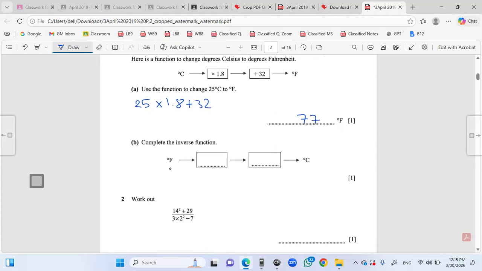All right. If they want it from Fahrenheit to degrees Celsius, we're supposed to do the inverse operations. So I'm going to subtract the 32 and then I divide by 1.8.